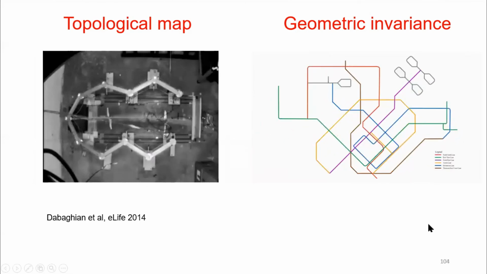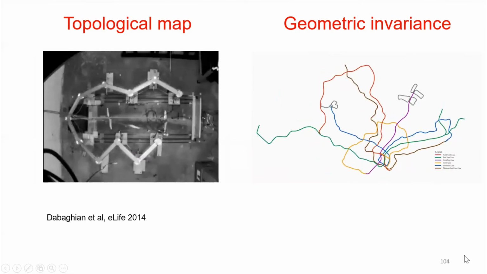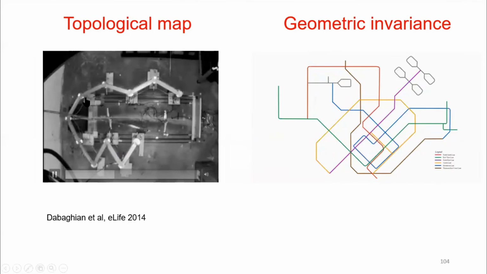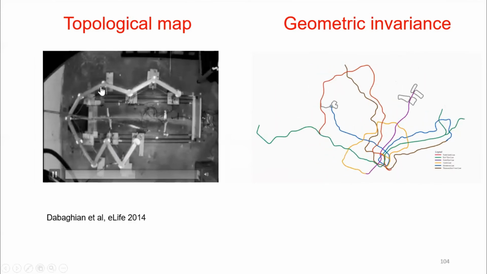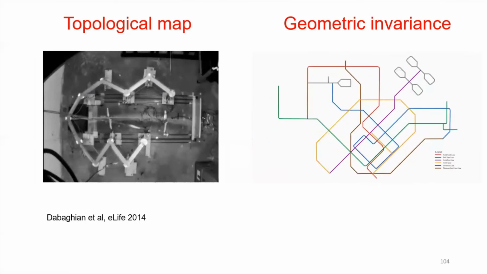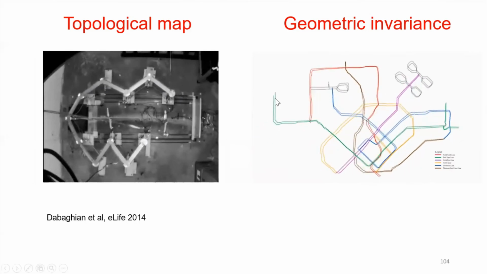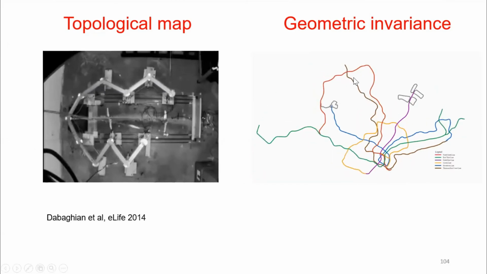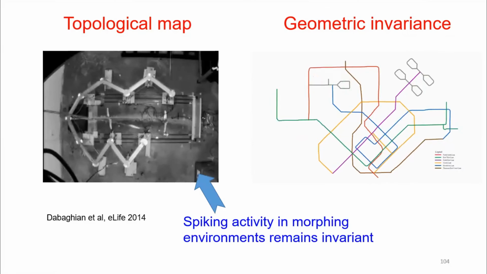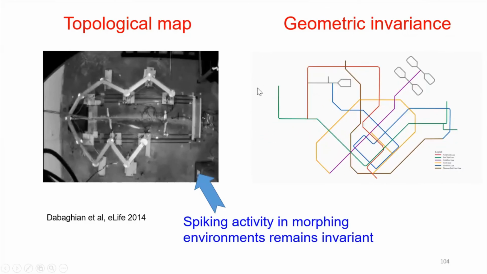So this is just an experiment I did at UCSF many years ago. What you are seeing here is a top-down view of a one-dimensional track. The rat was running like this, and then it was running back. As it's running, the track itself is changing its shape right under the rat. Basically, it was running over this changing environment. The idea was that if this idea of geometric invariance is correct, then spiking activity should not change. And it basically did not.